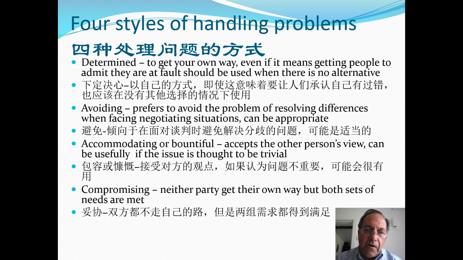The fourth kind, the compromising style, is where neither party gets completely their own way, but both sets of needs are met in some way. And so this kind of compromise approach is where you perhaps want to maintain a good working relationship with individuals, and so there has to be some kind of give and take in terms of how you actually deal with matters.